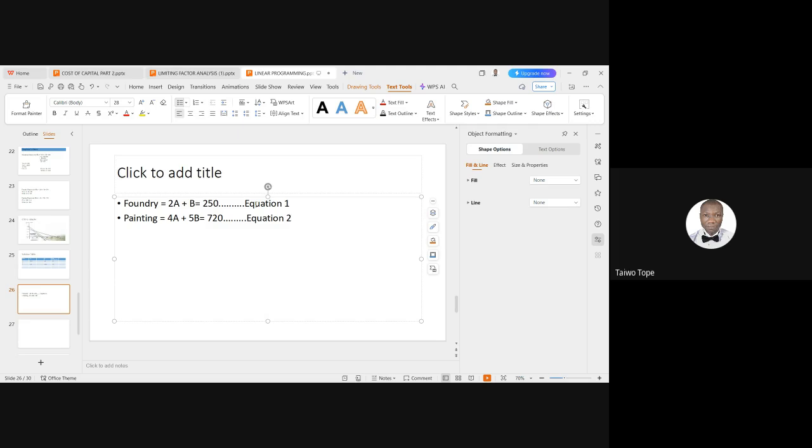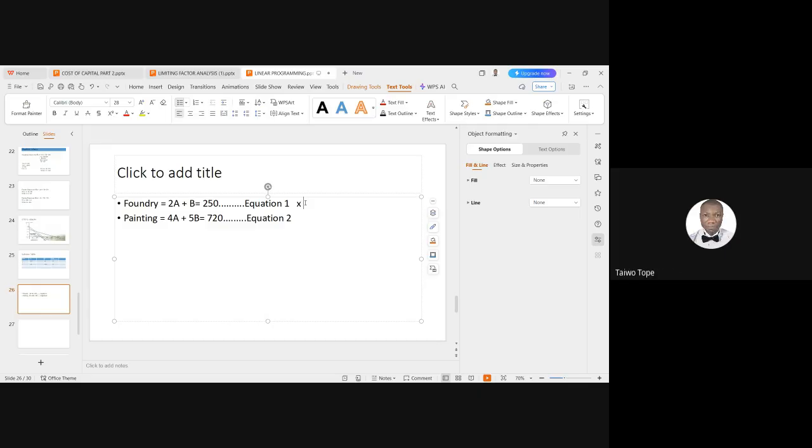Now, what do we need to do? We need to look for a value that we can multiply by equation 1, and a value that we can multiply by equation 2, so that one of these will be the same. First, we want to get the value of B. So what can I multiply by equation 1 and equation 2 that will eliminate these two A's here? You can multiply equation 1 by 2.